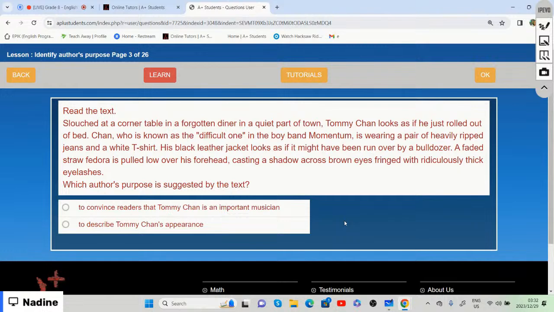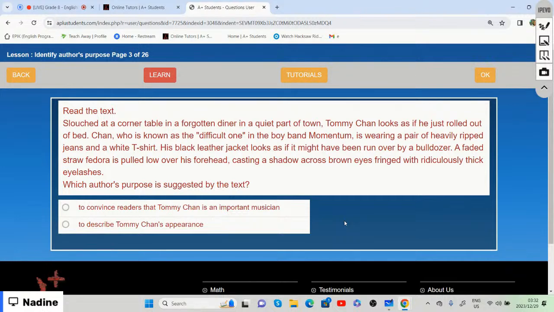Chan, who is known as the difficult one in the boy band Momentum, is wearing a pair of heavily ripped jeans and a white t shirt. His black leather jacket looks as if it might have been run over by a bulldozer. A faded straw fedora is pulled low over his forehead, casting a shadow across brown eyes fringed with ridiculously thick eyelashes.